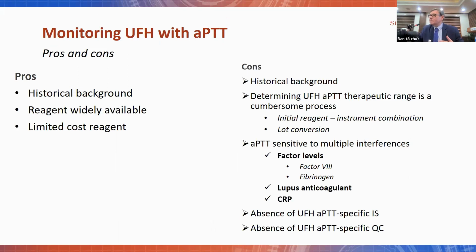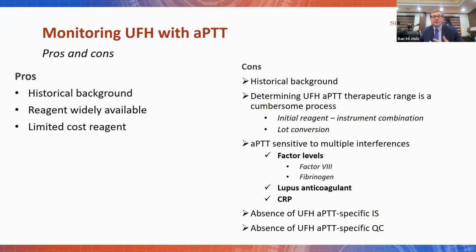So there are pros and cons to monitoring unfractionated heparin with the APTT. Pros: it has a historical background, because the test has been used for decades, and clinicians are fine with this assay. But as I mentioned, this historical background is quite fragile, because of the limitations of the single study on which we rely to determine the APTT ratio. Also, the reagent is widely available, and it is quite cheap.